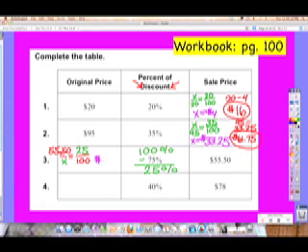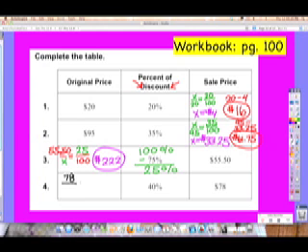Okay, does that 40 go over the 100 this time? No. Shout out, what goes above the 100? 60. All right, type it in. 78 times 100 divided by 60.